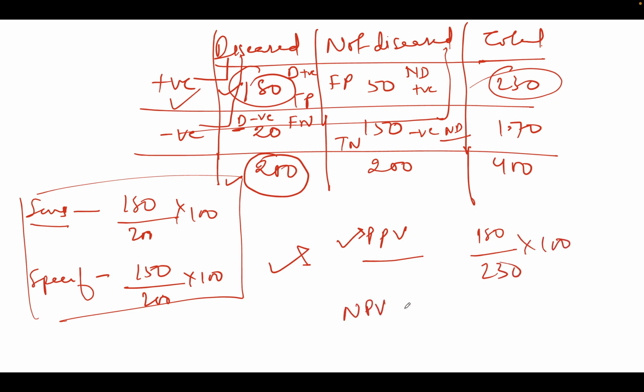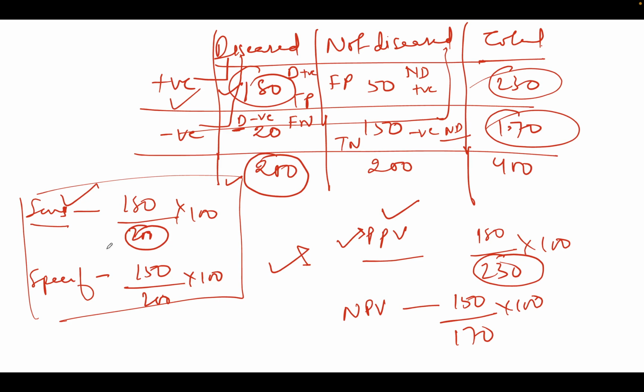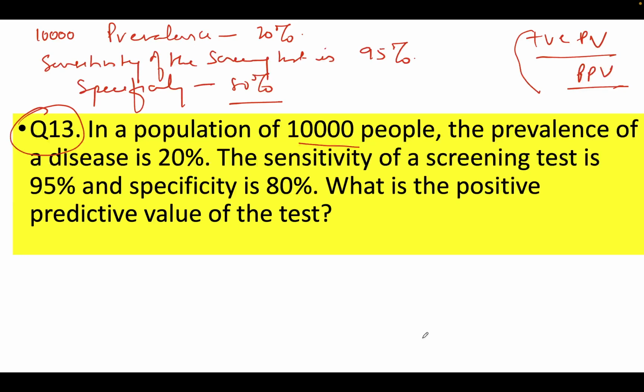What is negative predictive value here? Capacity of the screening test to predict true negative, which is 150, out of total negative predicted, which is 170, into 100, right? If you see sensitivity and positive predictive value, the only difference is the denominator. In sensitivity, the denominator is total diseased. In positive predictive value, the denominator is total positive. In specificity, the denominator is total not diseased. In negative predictive value, the denominator is total negative, right? If you have understood this, let's go and calculate this question.